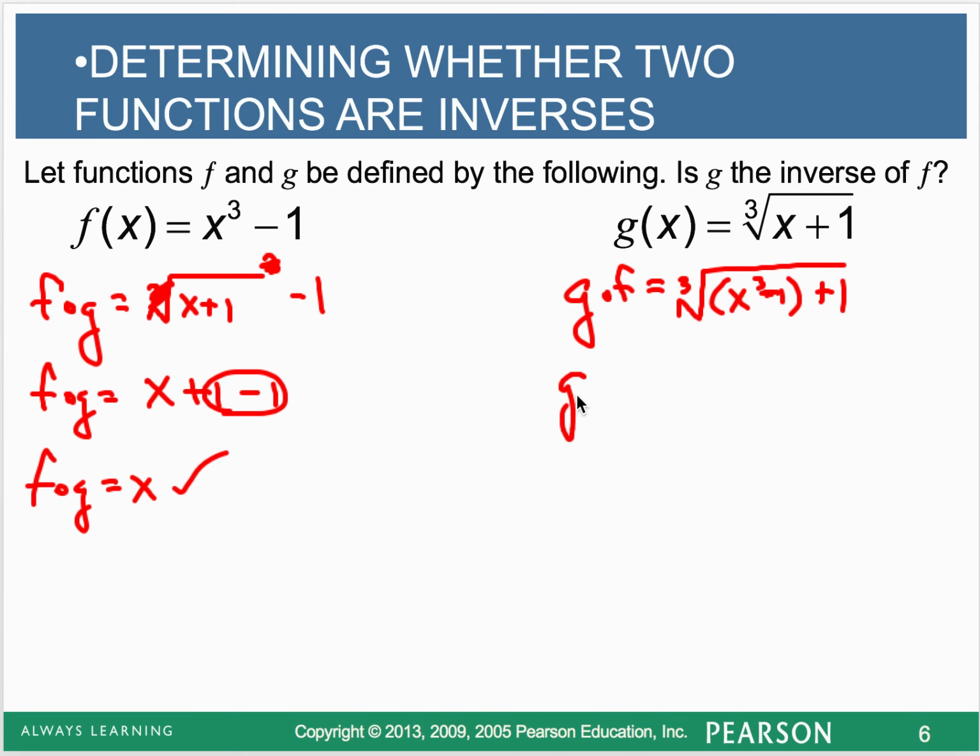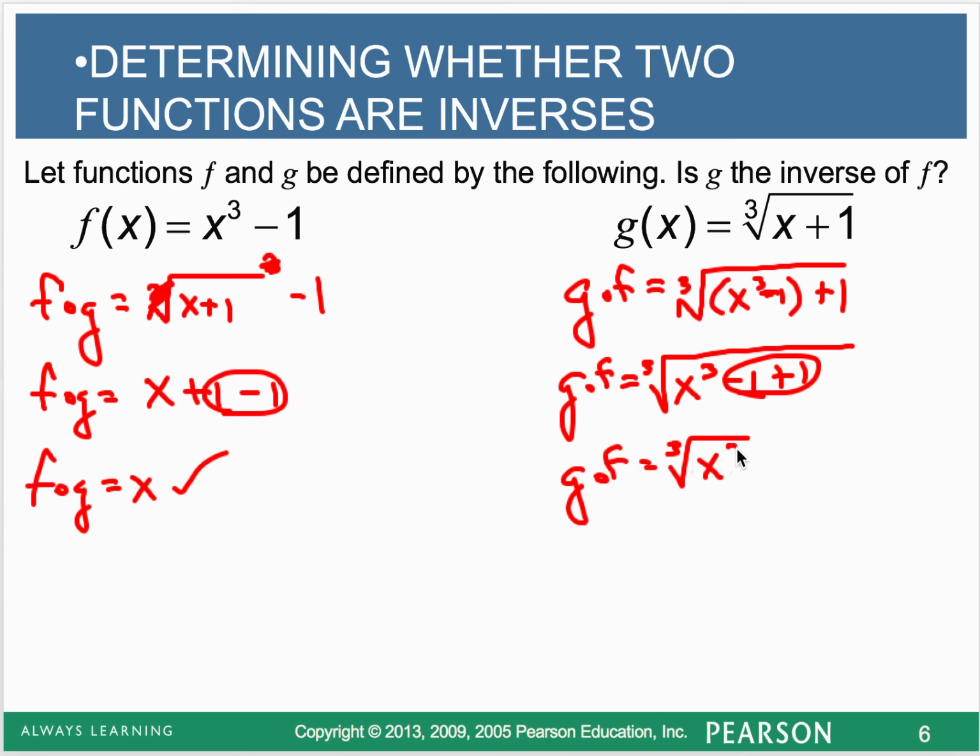Okay, now as I simplify, I'm going to get rid of those parentheses. So x cubed minus 1 plus 1, well, minus 1 plus 1 is 0. So I just have the cube root of x cubed, which will undo each other. Okay, yes, these two functions are inverses of each other.